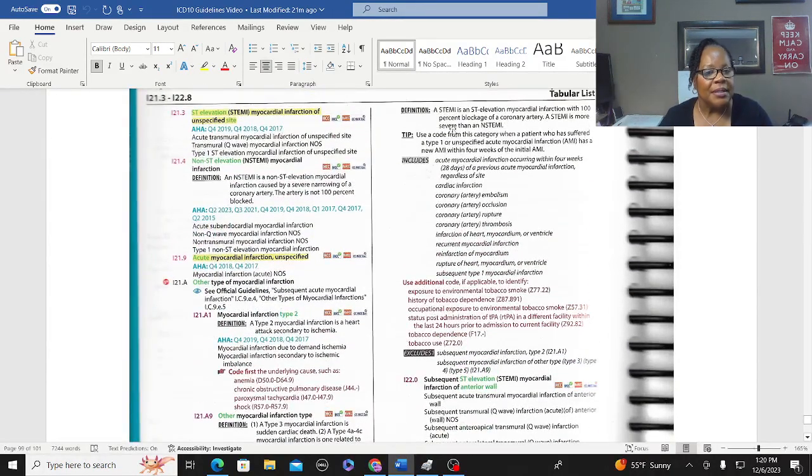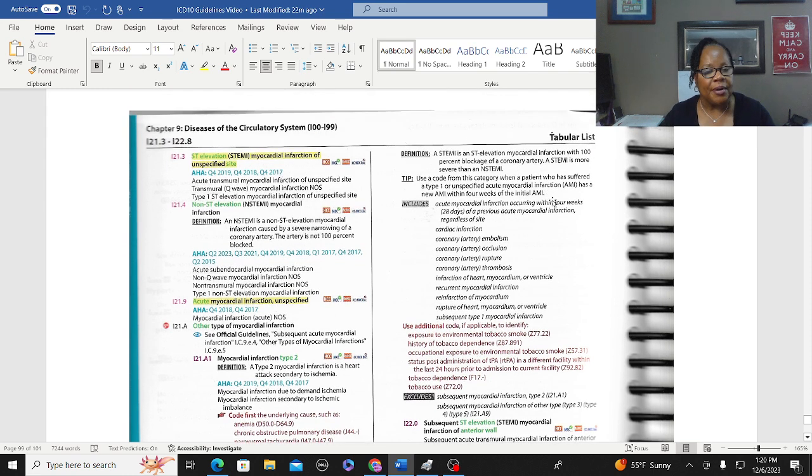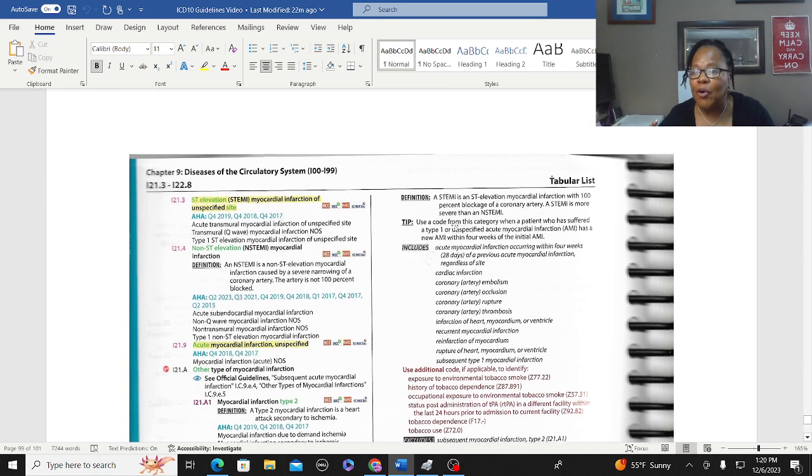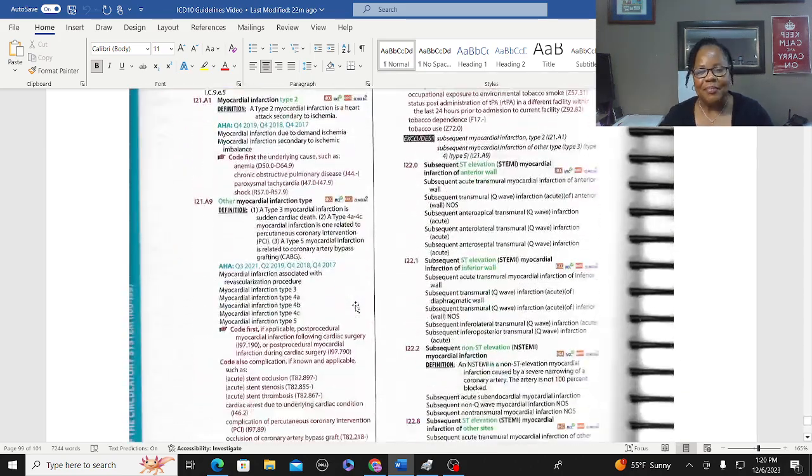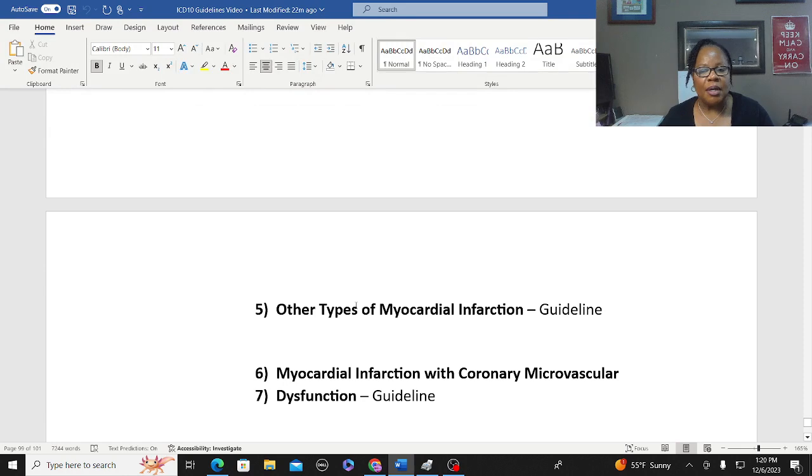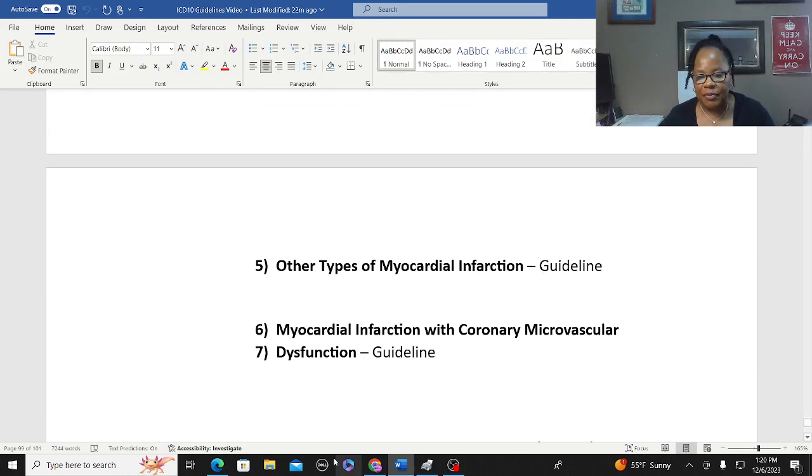Then up here, it tells you a STEMI is an ST elevation myocardial infarction with 100% blockage of a coronary artery. A STEMI is more severe than an NSTEMI, and use a code from this category when a patient who has suffered a type 1 or unspecified acute myocardial infarction has a new acute myocardial infarction within 4 weeks of the initial acute myocardial infarction. So your code book is telling you how to appropriately assign codes to acute myocardial infarctions, STEMI versus NSTEMI. Okay? Moving right along, number 5, other types of myocardial infarction, straight from the guidelines.